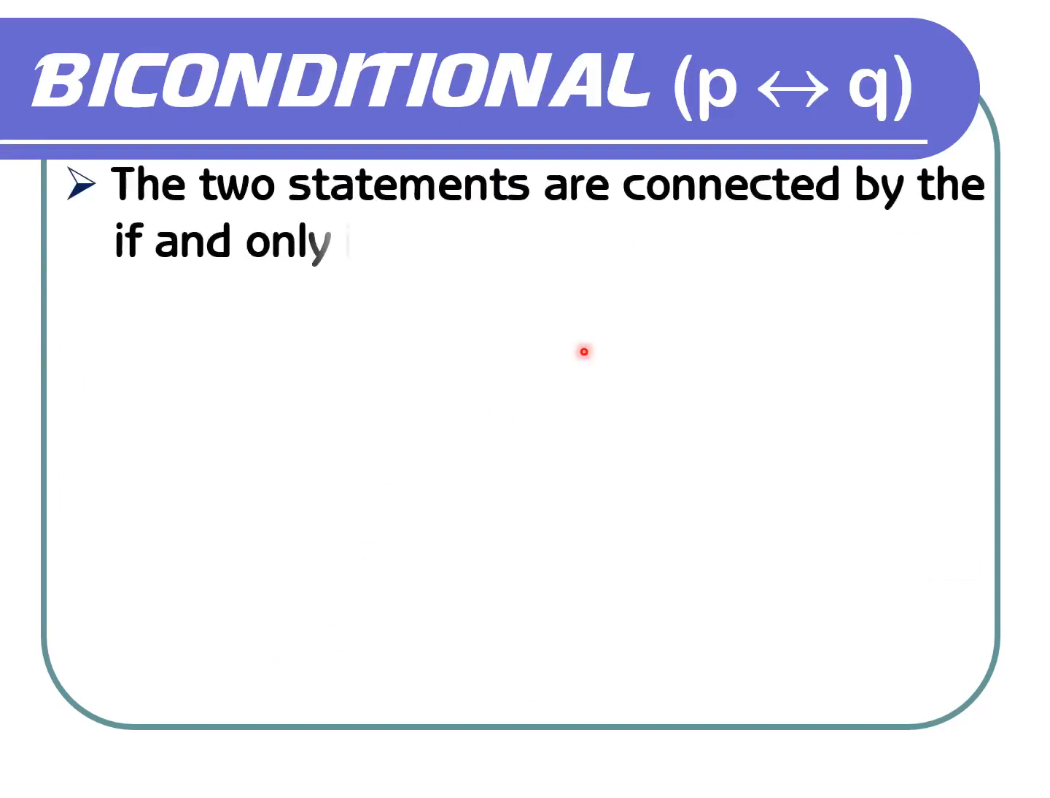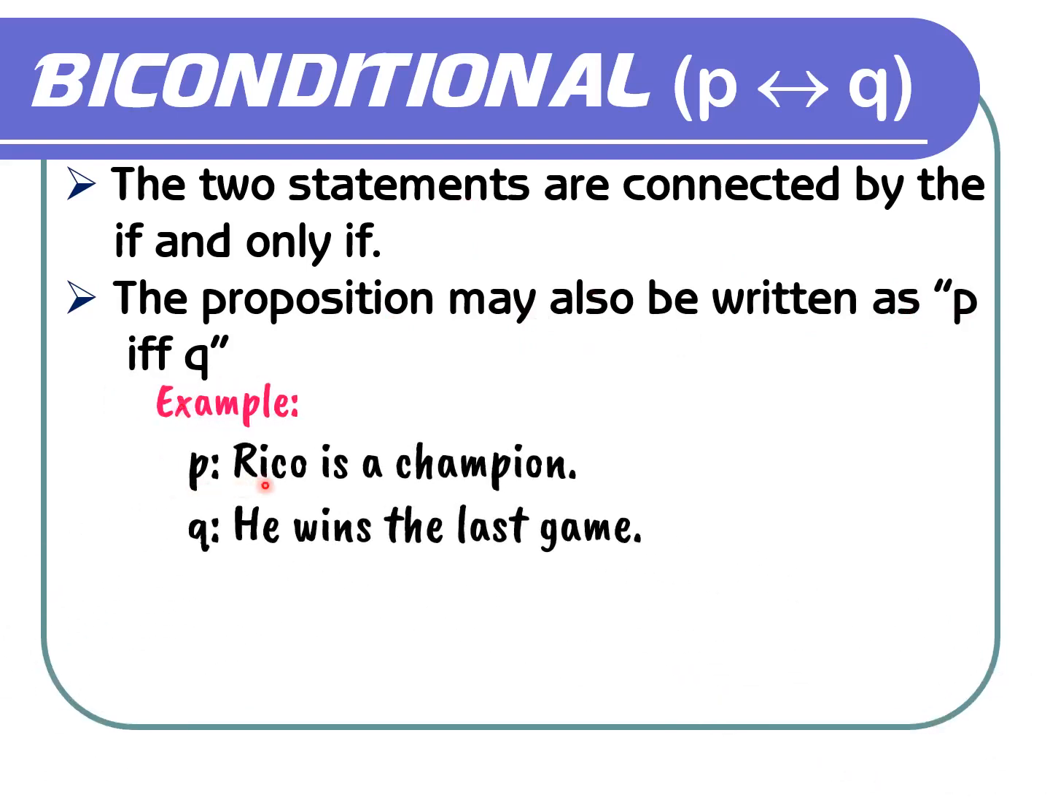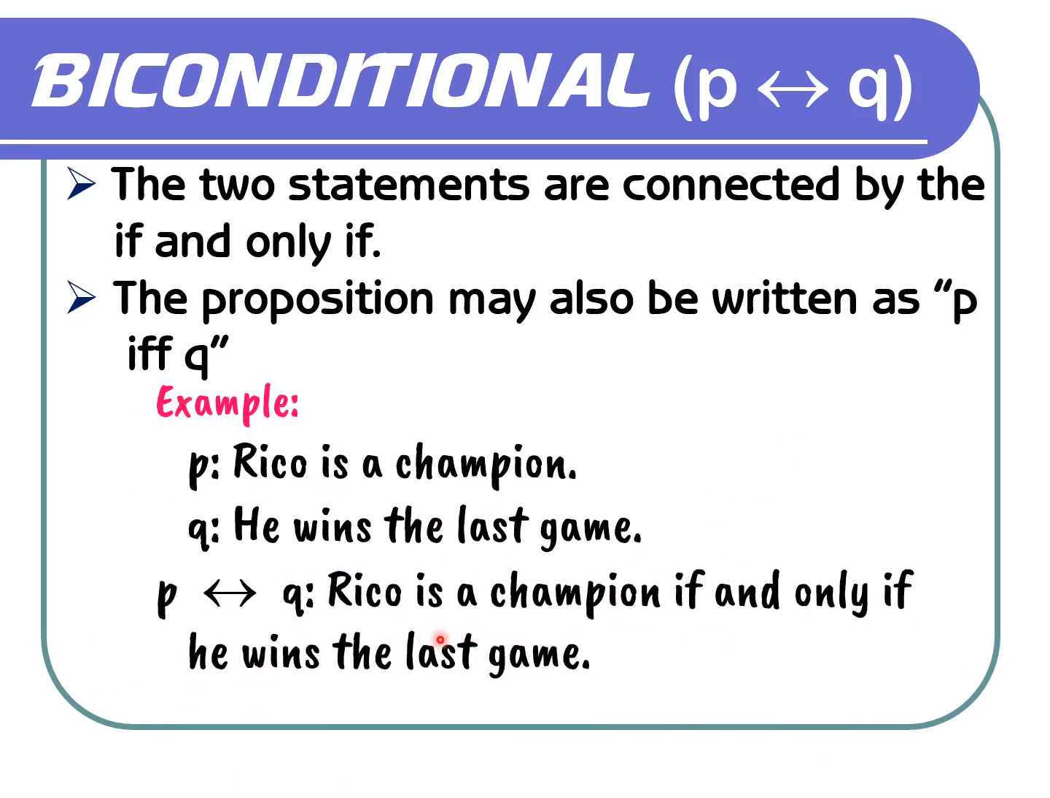Okay, let's have the biconditional. The symbol is a straight line with a double-headed arrow. If two statements are connected by if and only if, this is called a biconditional statement. You may also write the proposition this way, P iff Q, which you read as P if and only if Q. For example, symbolic logic P, Rico is a champion, and Q, he wins the last game. When we write this as a biconditional statement, we have: Rico is a champion if and only if he wins the last game. So this is your symbol.